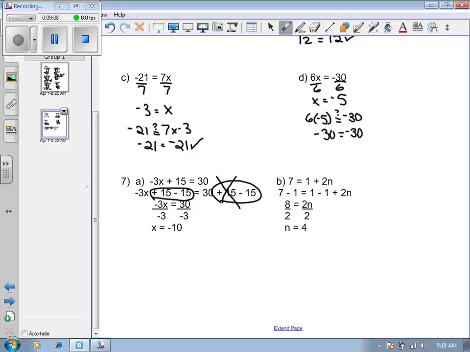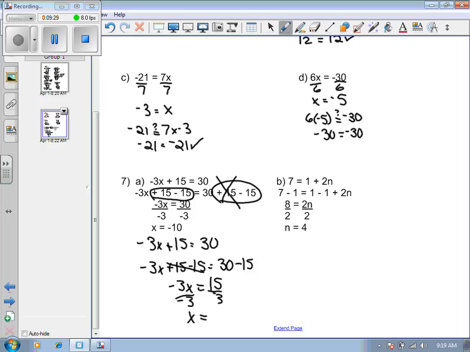Okay, so to correct this one then, negative 3x plus 15 equals 30. Negative 3x plus 15 minus 15 equals 30 minus 15. These guys cancel out, leaving us with negative 3x equals 15. Divide both sides by negative 3, and we find out that x is actually equal to negative 5.